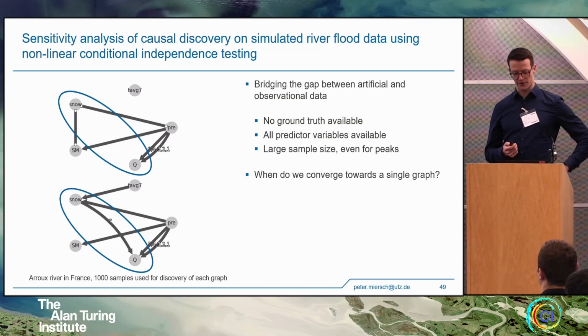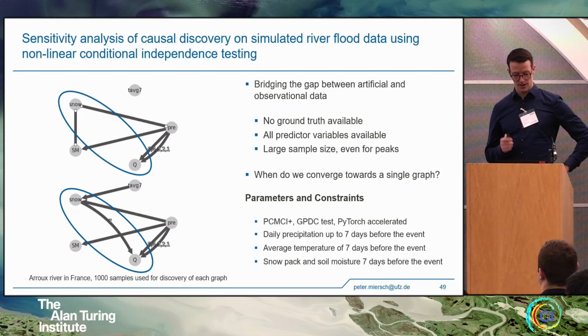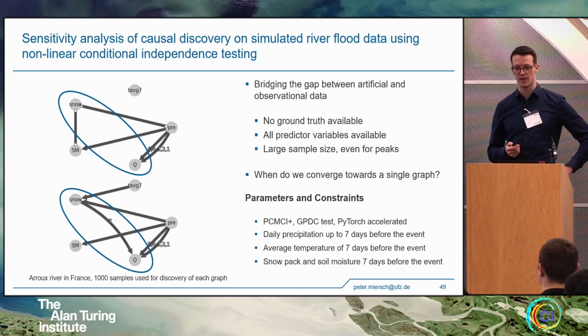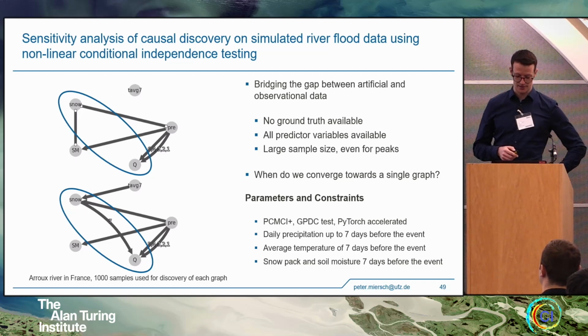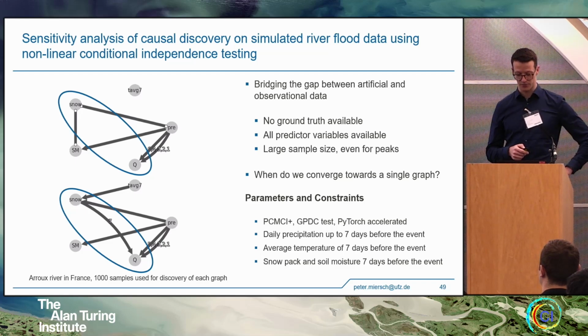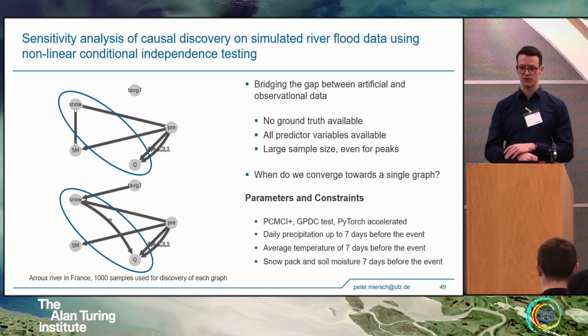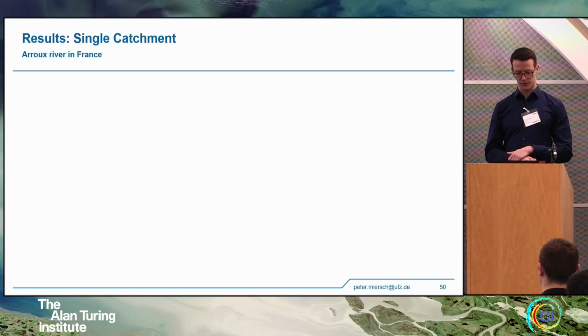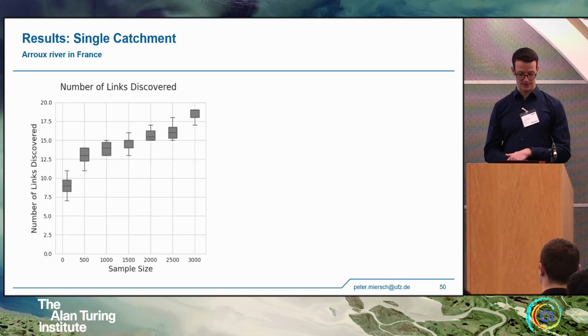And the question I try to answer is, when do we converge towards a single causal graph? And just for those who are a little more familiar with PCMCI, the parameter constraints that I'm using here are PCMCI+ and the GPDC test, PyTorch accelerated. I use daily precipitation as a predictor up to 7 days before the event. I use average temperature of the 7 days before the event, and snowpack and soil moisture just 7 days before the event. First, I'd like to show some results for a single catchment.